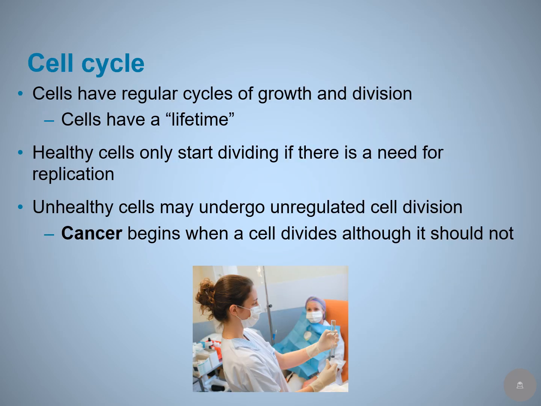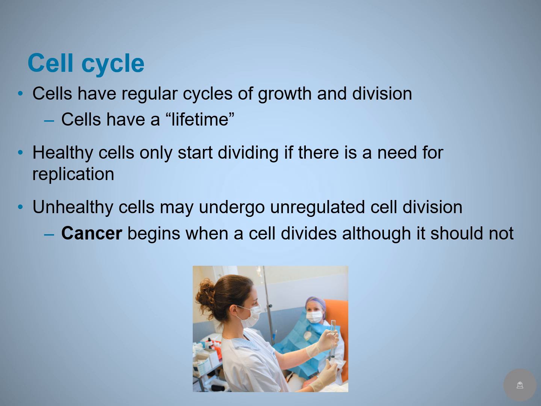Cells have regular cycles of growth and division, in that cells are going to live for a finite amount of time. So cells have kind of their own lifetime, meaning that they're going to have a time or a spot where they begin and then a spot where they die. And that's a natural thing that is supposed to happen. So healthy cells can only start dividing if there's a need for replication. So if there's not a need for replication, then ideally the cells are not going to start dividing.